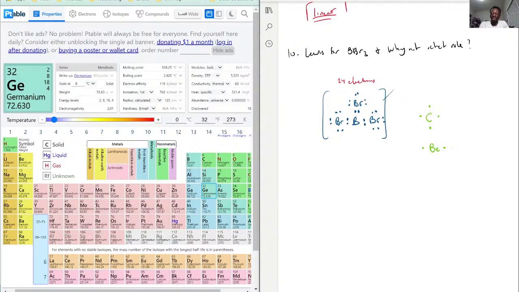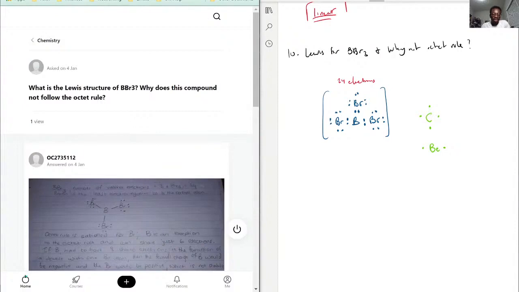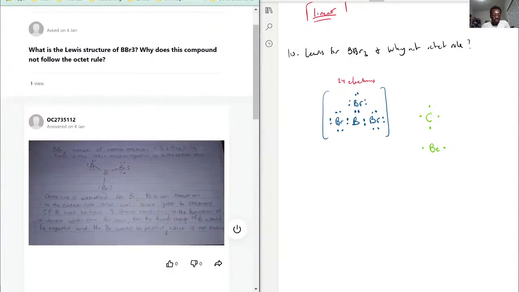This is going to be the Lewis structure for boron, well, I guess it would just be boron bromide, because boron is technically a post-transition metal. So that's what we have here. That's actually what we see in the picture as well. So the octet rule is satisfied for the bromine, but boron is an exception because it only has 3 electrons that it was able to share, so it would only have 6 electrons total.